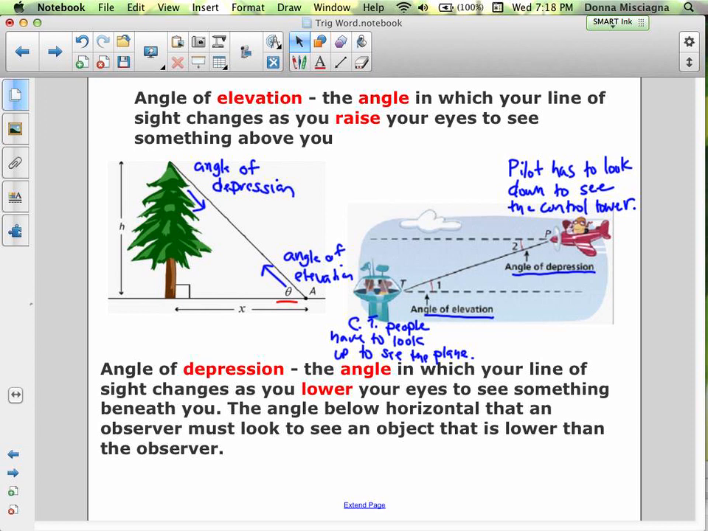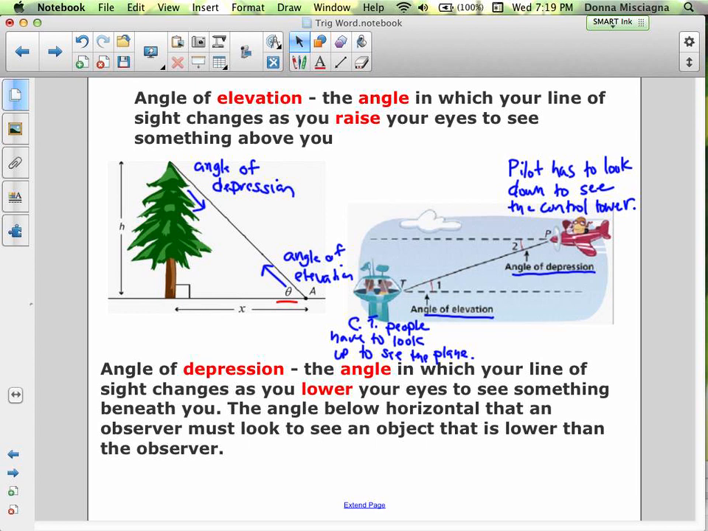Okay? By the way, these are in your notes, so fill those notes in. All right, so here we have another example. We have the people in the control tower, CT people, that's the control tower people. And then we have our friendly pilot in his little airplane. So the pilot has to look down to see the control tower. That's the angle of depression. The control tower people have to look up to see the plane.